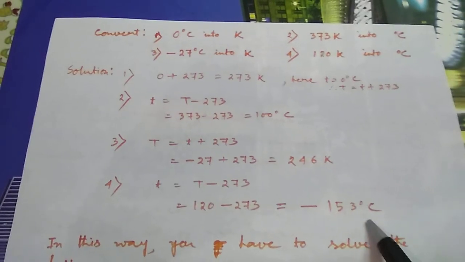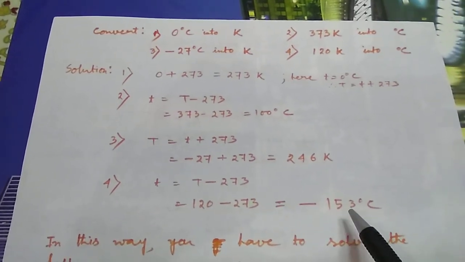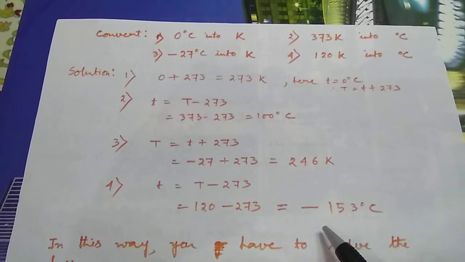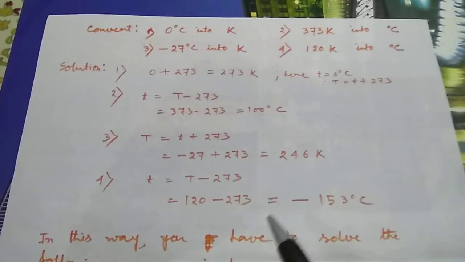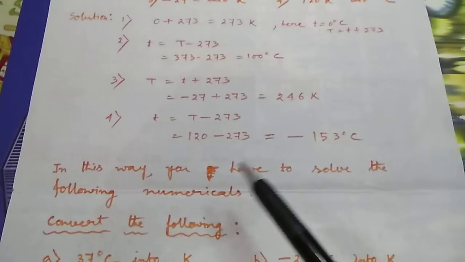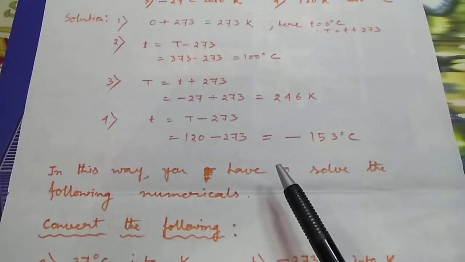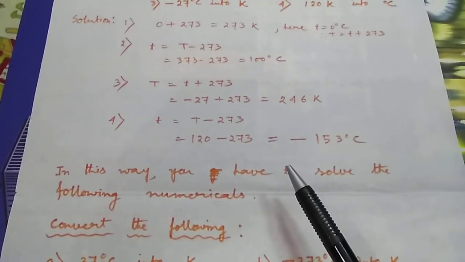Here you have to remember, degree Celsius temperature can have positive, negative and 0 values. But Kelvin temperatures will have only 0 and positive values. There are no negative values of Kelvin temperature.